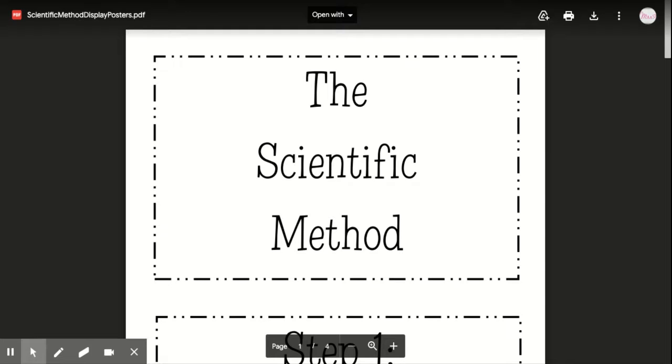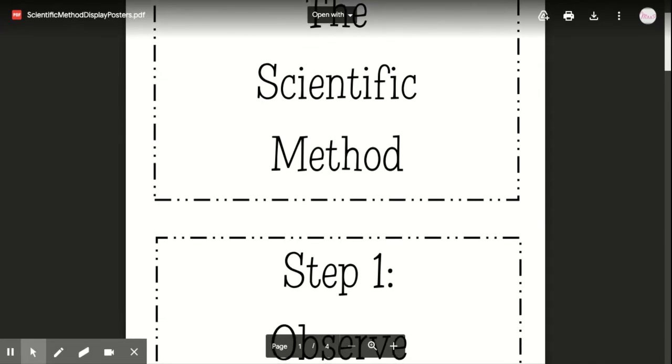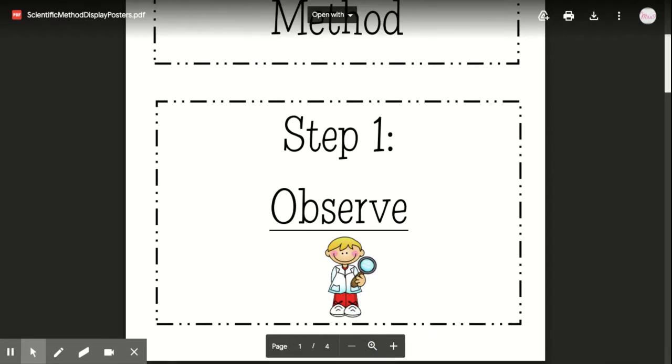The scientific method. The scientific method is what scientists use when they're trying to gather information or researching something. There are specific steps that they follow in order. So let's look at our steps for the scientific method.